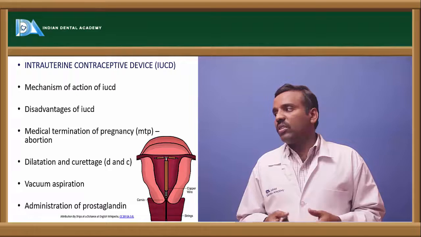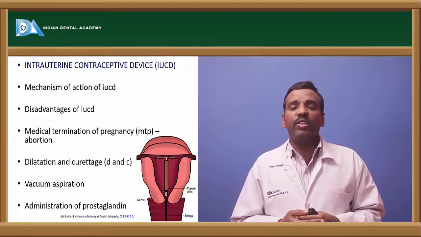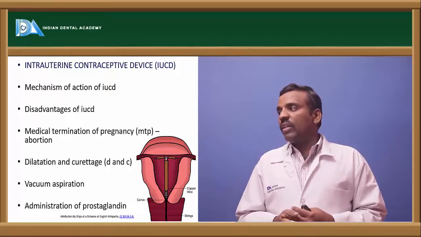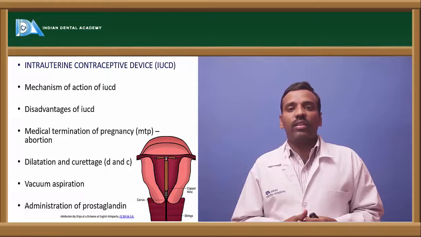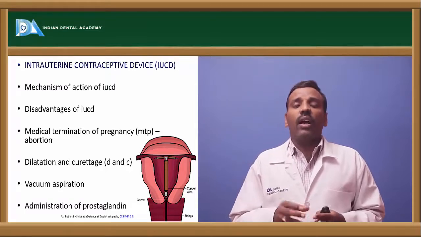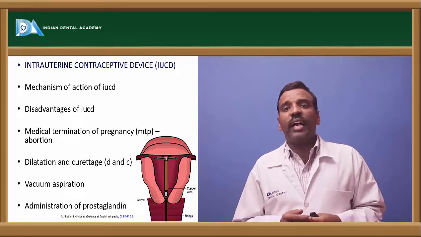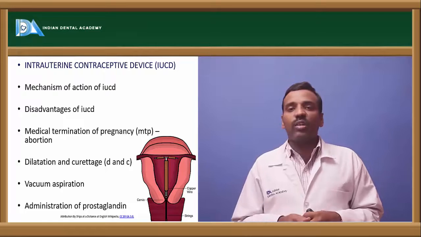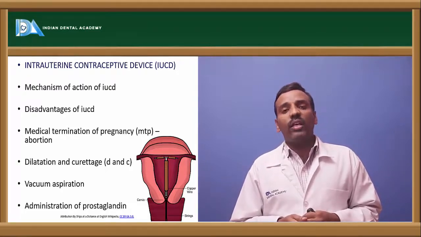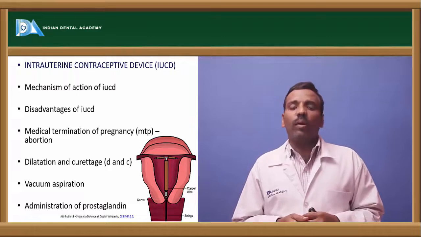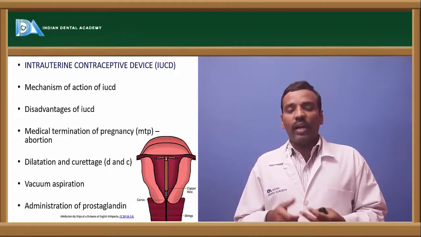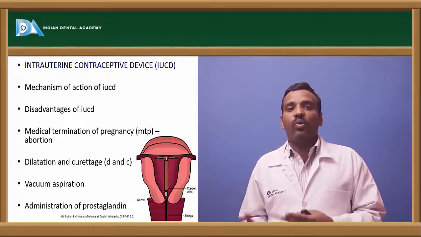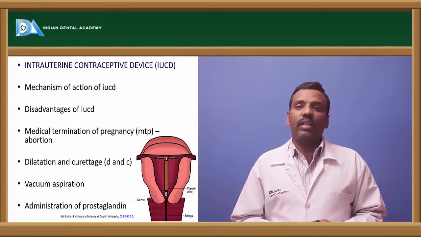Another method is MTP, medical termination of pregnancy, also called abortion. The first is dilation and curettage, that is dilation of the cervix and vagina and removal of the fetus, called the D and C technique. Next is administration of prostaglandins, PGF2 and PGE2. By administering these two drugs, fetal death occurs, and that is also one of the methods of MTP or abortion.